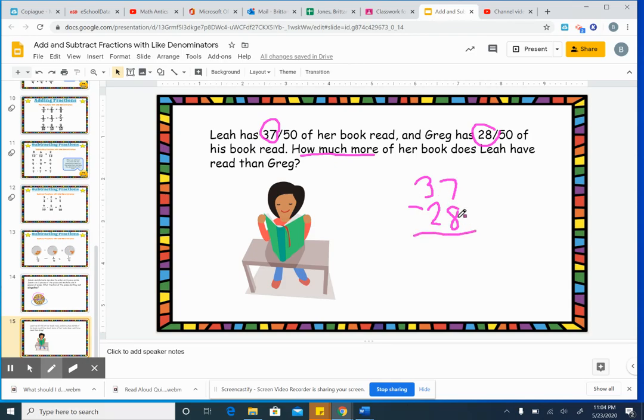Well, can you do 7 minus 8? Nope. Let's borrow from the 3, make that a 2. 17 minus 8. If you need to use a number line, you can. That's totally fine. You would get 9, and then 2 minus 2 is 0. So since the answer is 9, don't forget this is a fraction. So 9 out of 50. That's how many more pages she read.